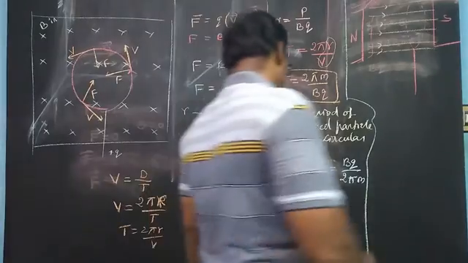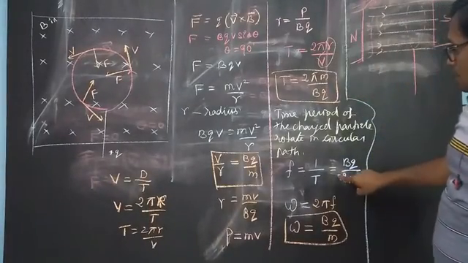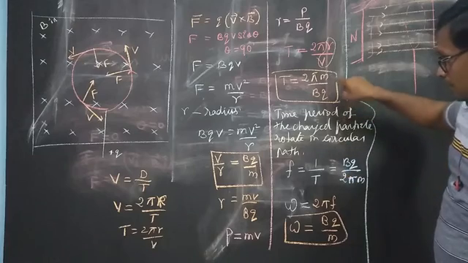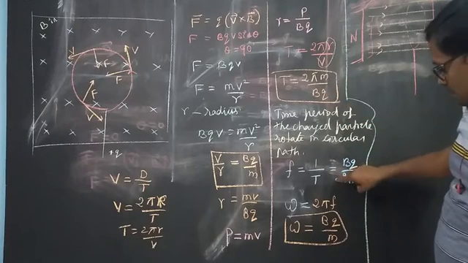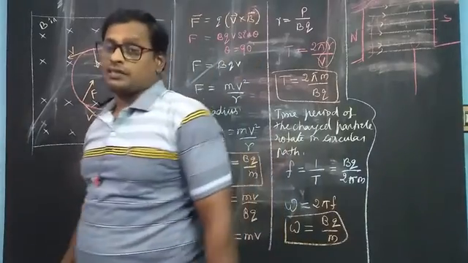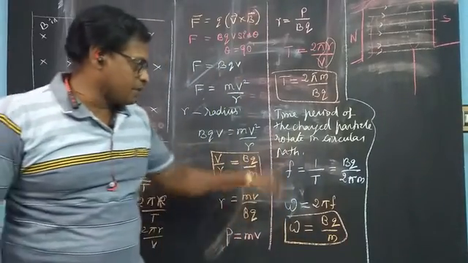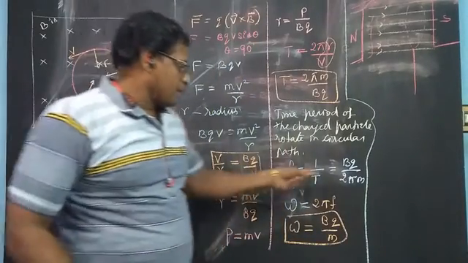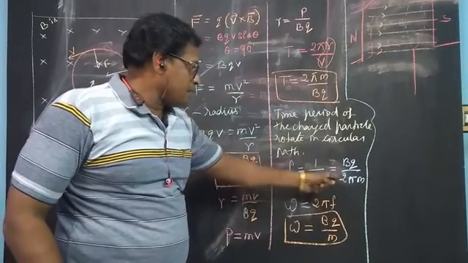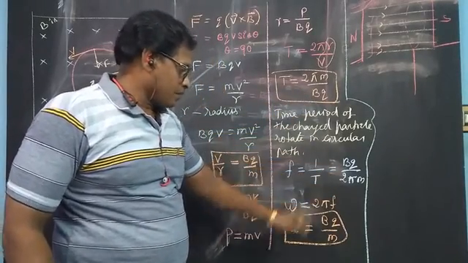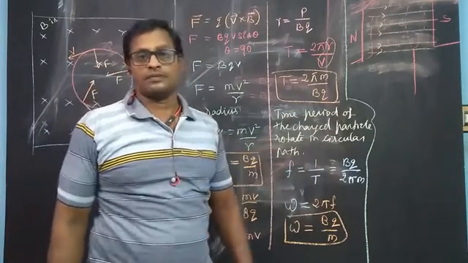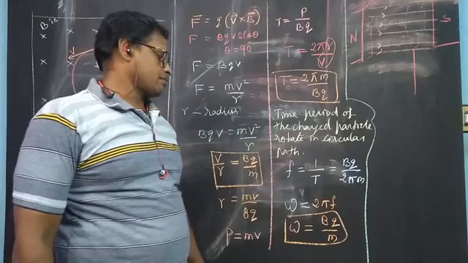See the equations, both frequency and time period. Is velocity present anywhere in either of them? So the time period as well as the frequency and angular frequency are independent of the velocity. None of these depend on velocity. Similarly, look here, is the radius present? Is r present anywhere? It is independent of the radius of the path.